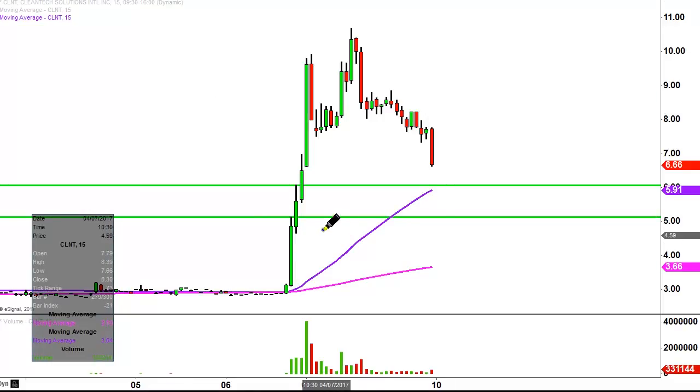Also, you can keep an eye on the purple line right there, which is the 50-period simple moving average. Moving being the keyword there. So as time goes by, this line is going to continue to move upwards. So if you want to picture that as a trend line, that's a very logical thing to do.